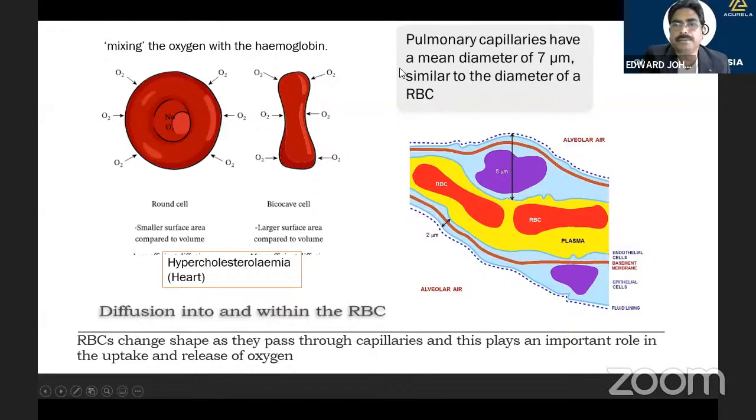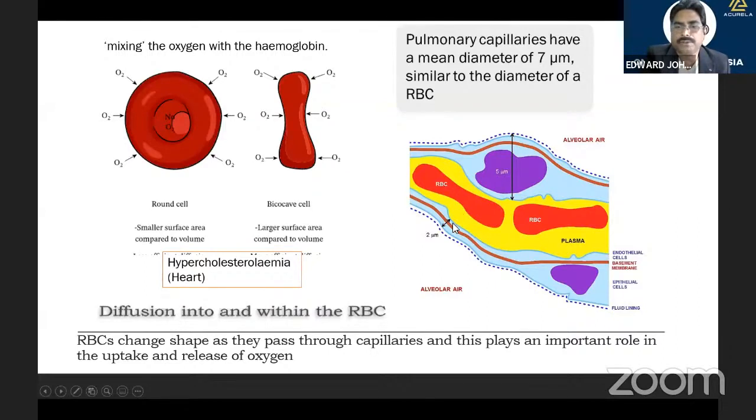It is similar to the diameter of the RBC. So when the RBC has to pass through the capillary, it has to squeeze through the capillary like this. It has to squeeze through the capillaries. So what is the advantage of squeezing of the RBC in the capillaries? There are 3 things.